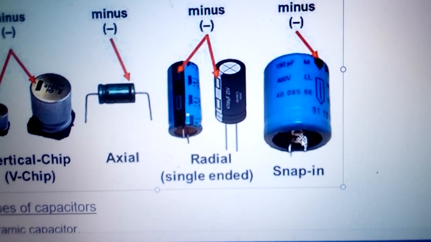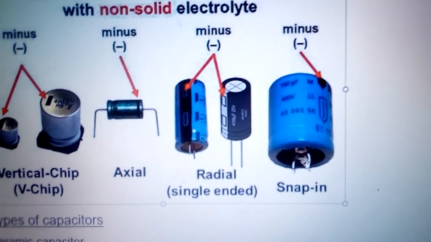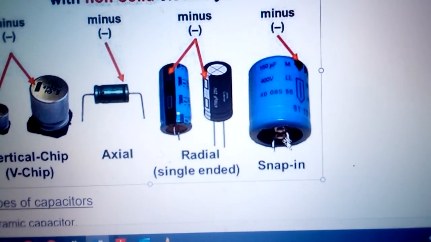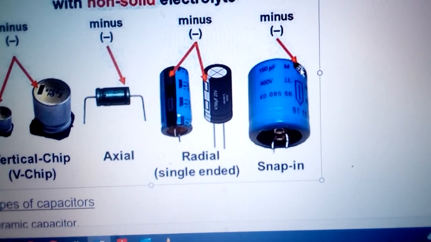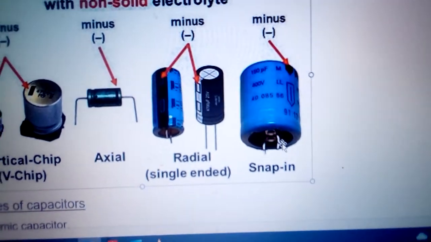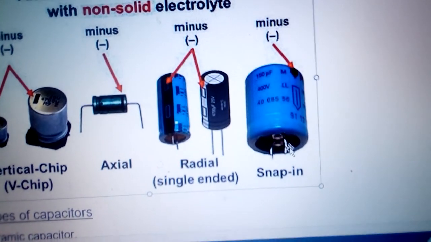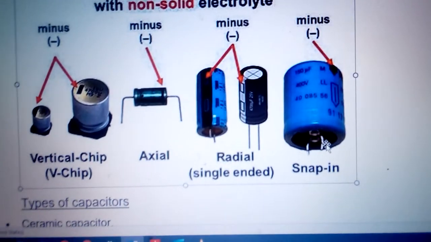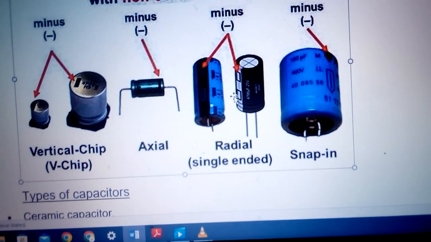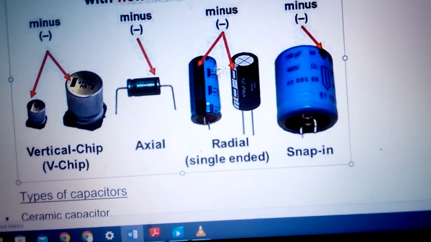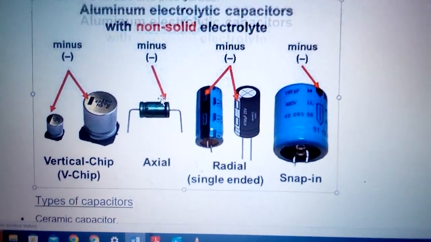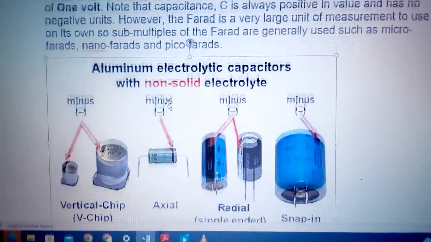Also for this kind of snap-in capacitor, there is this minus sign here. That minus sign should show you that this leg here is the negative side of the capacitor, that is the cathode side. Always remember to note these minus signs on a capacitor for you to be able to place capacitors properly.